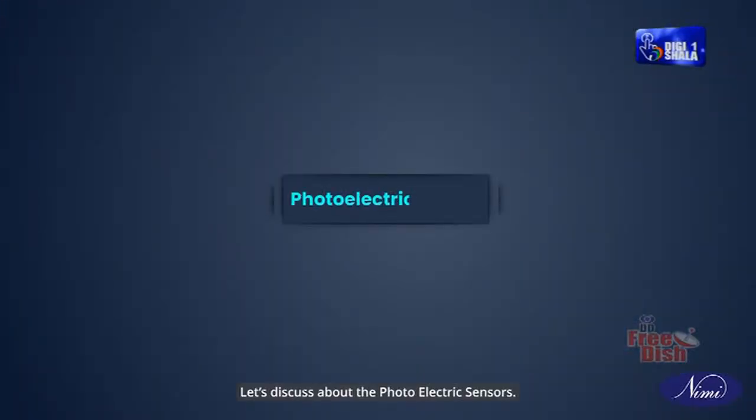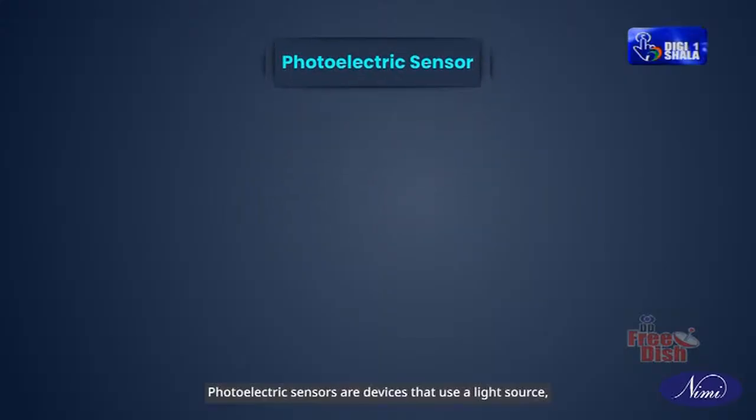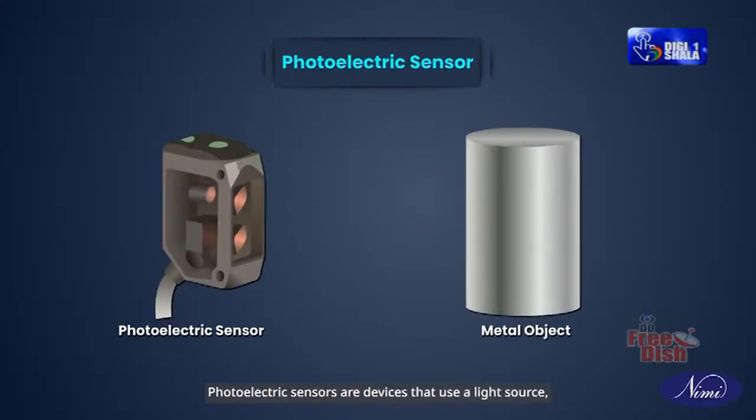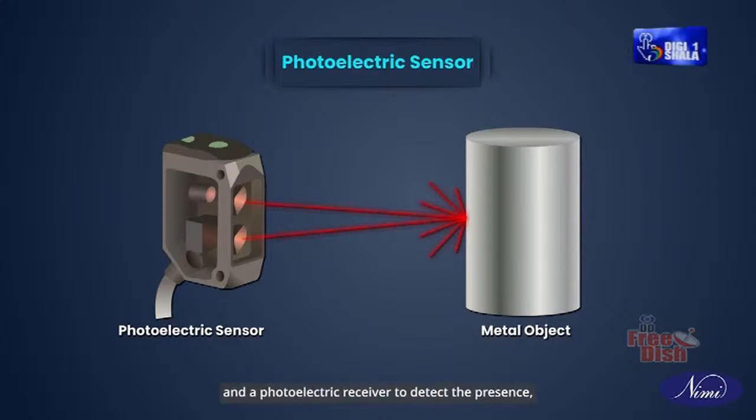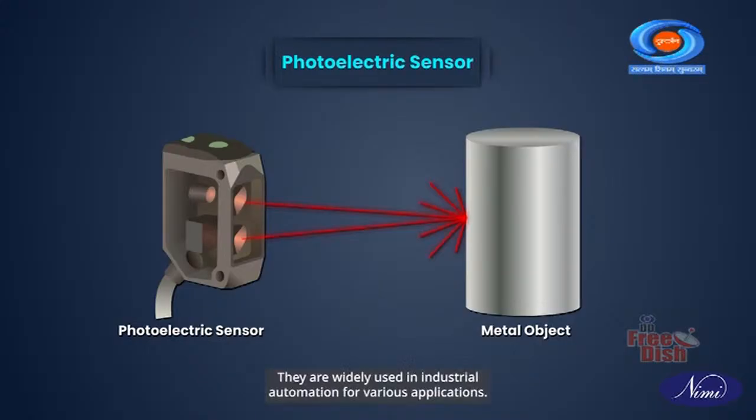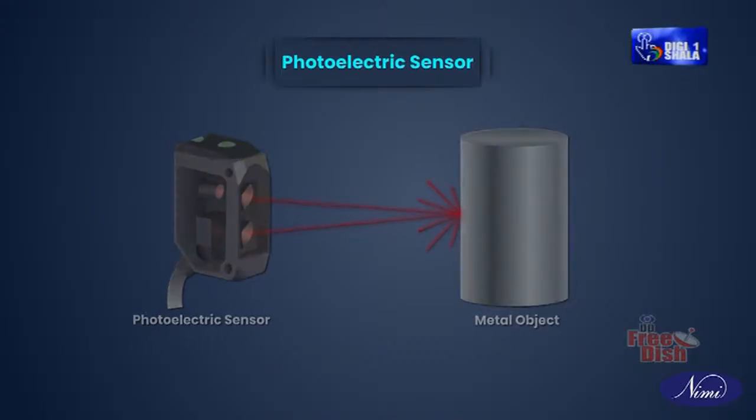Let's discuss about photoelectric sensors. Photoelectric sensors are devices that use a light source, usually infrared or visible light, and a photoelectric receiver to detect the presence, absence, or other characteristics of an object. They are widely used in industrial automation for various applications.